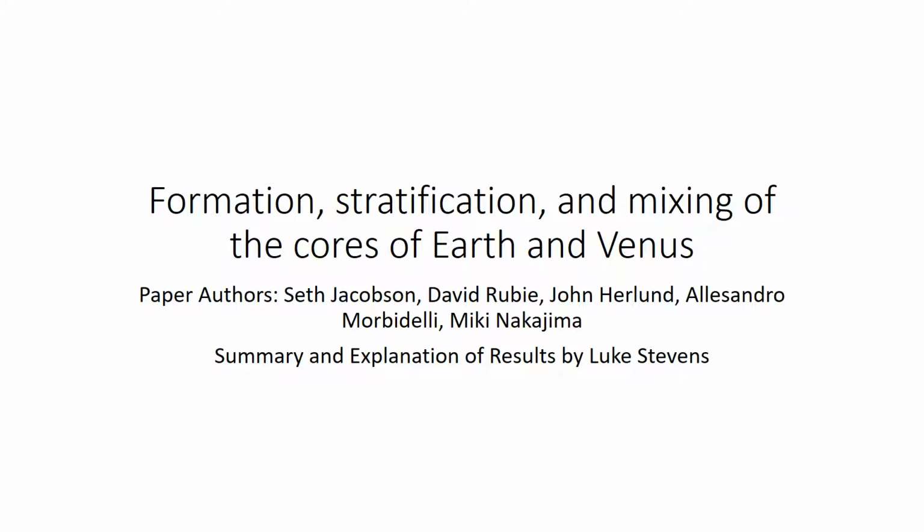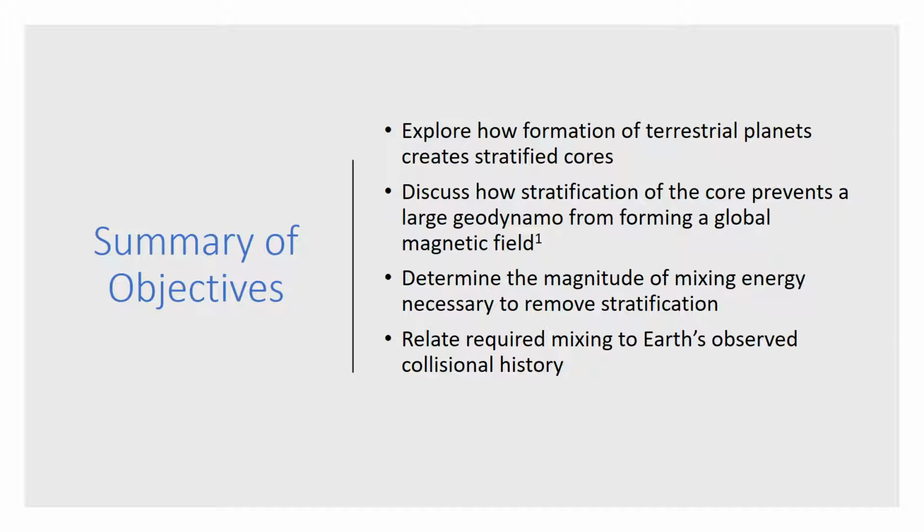This is a summary and explanation of the paper Formation, Stratification, and Mixing of the Cores of Earth and Venus by Seth Jacobson and David Rubie. This paper relies on observational evidence of Earth's global magnetic field, a density profile matching that of a compressed homogeneous liquid, and Venus's lack of a magnetic field.